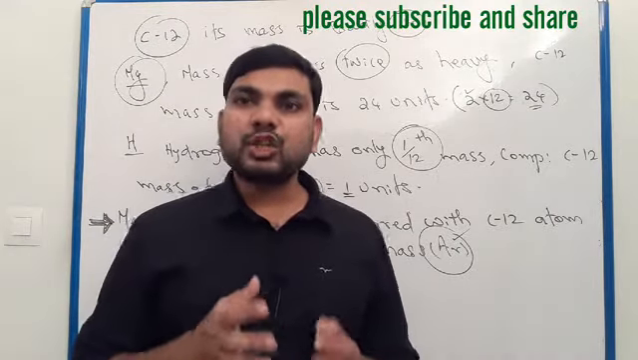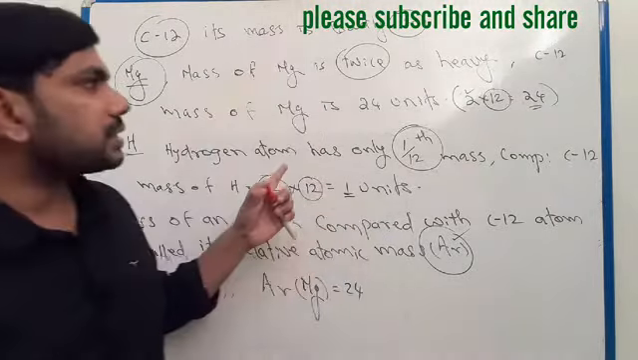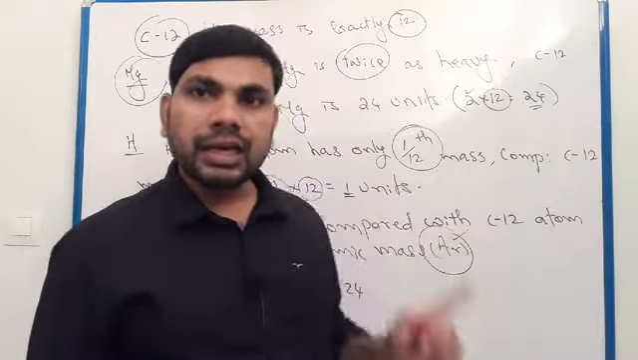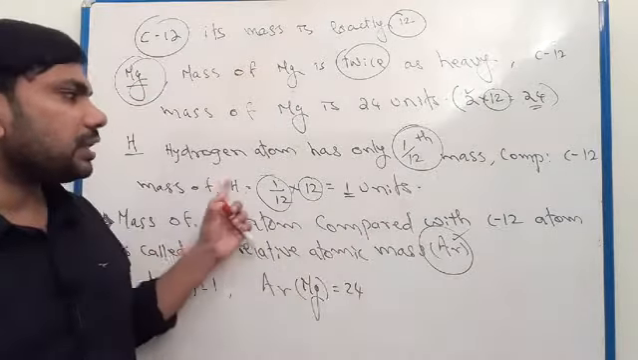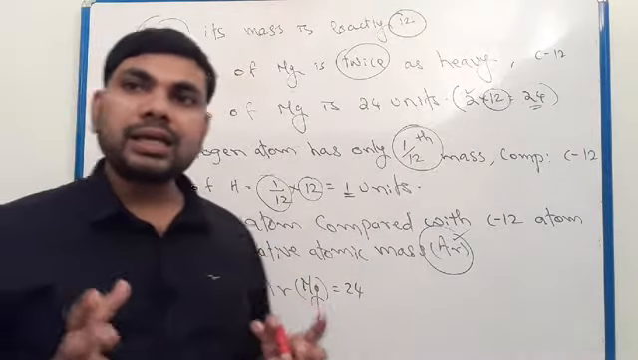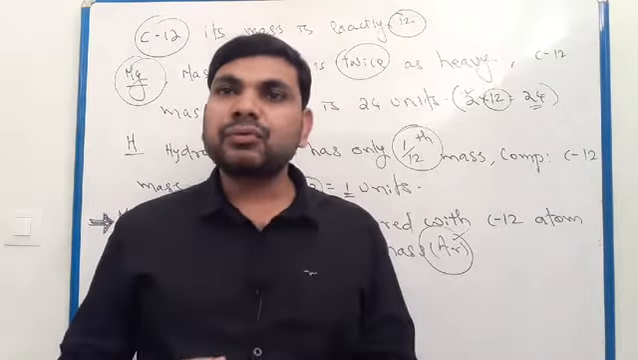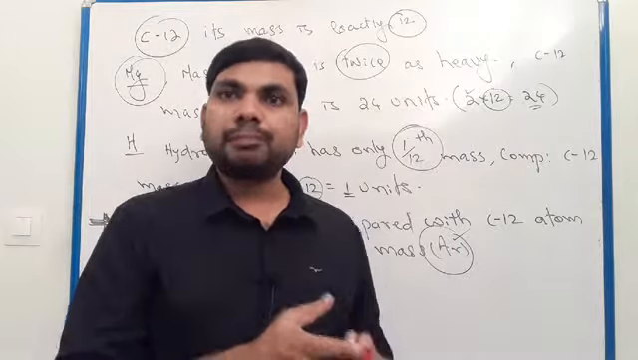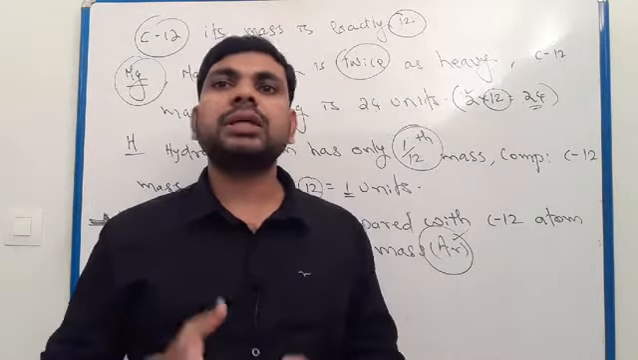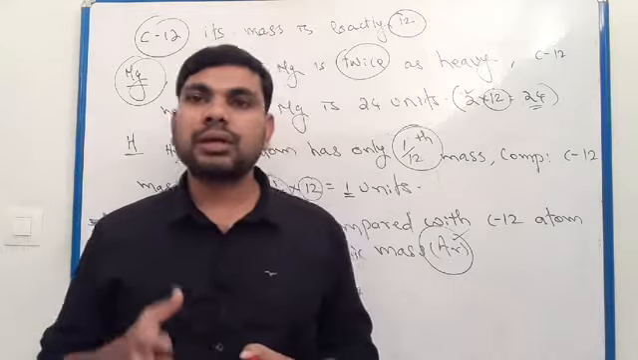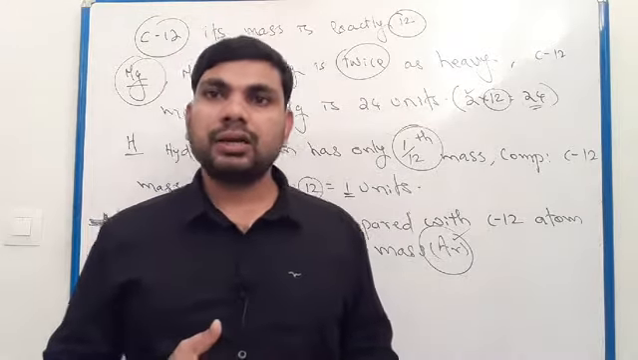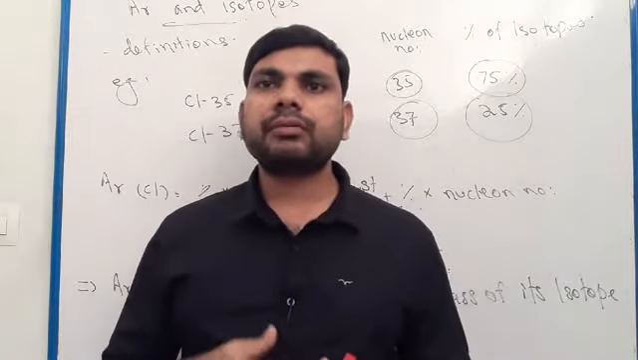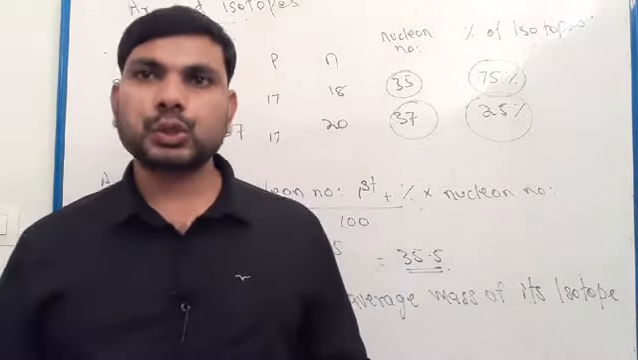So the relative atomic mass of magnesium is 24. The relative atomic mass of hydrogen is 1. So what do we mean by relative atomic mass? The mass of an atom compared with carbon 12. This mass of an atom is called relative atomic mass. Clear?